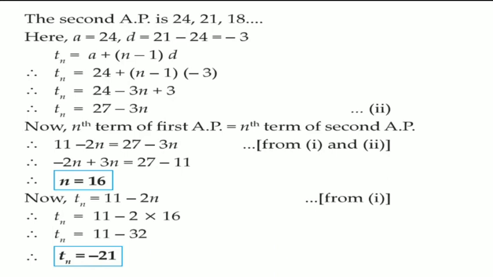And therefore we can write down 11 minus 2n is equal to 27 minus 3n. Okay, so when we solve this, what are we going to get? Let us shift minus 3n to the LHS. That is going to become plus. So minus 2n plus 3n is equal to 27 minus 11, and therefore the value of n is 16. We have found out the value of n as 16.